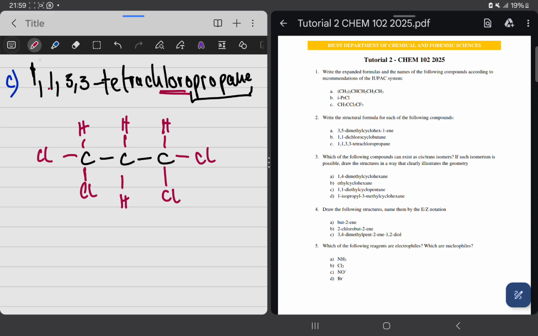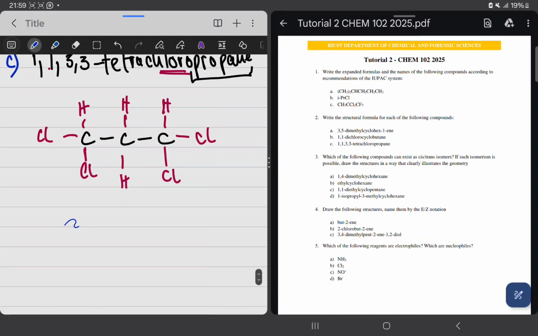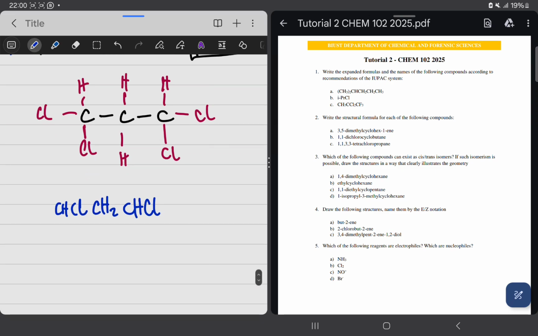This is so easy. I know you could do it any day. This is what you have, and you'd be done. If you want, you can say CHCl, then you can say CH2, and you can put a CHCl again. Then this is what you'll be having, and you would be done. If you wanted to put them as 2, you could say CHCl2, CH2, CHCl2. This is what you have, and you are done. All right? Goodbye for now.